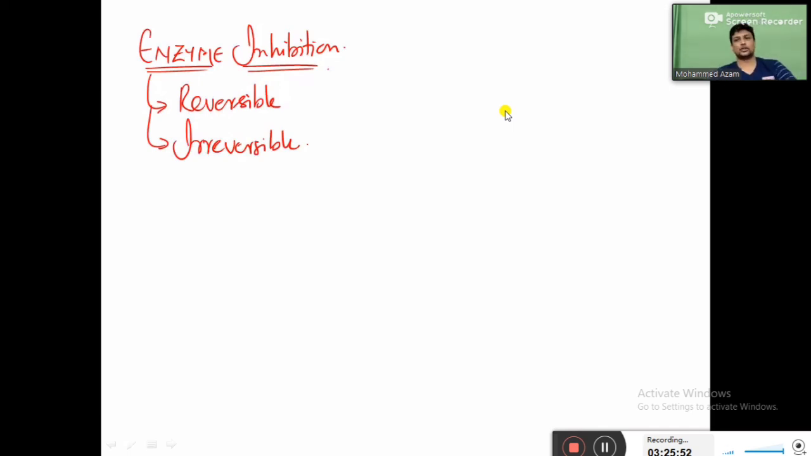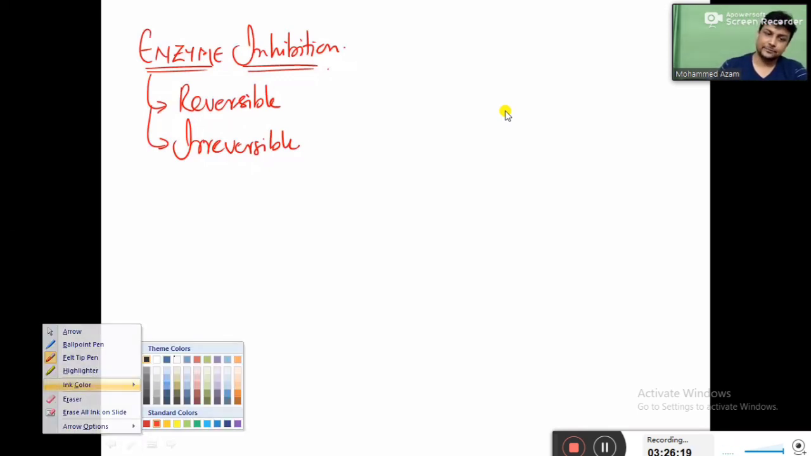Enzyme inhibition is of two types. One will be reversible enzyme inhibition. Another one is irreversible enzyme inhibition, guys. And I want all of you to please stop writing here right now, and observe. Reversible and irreversible enzyme inhibition. No need to even write down. It's there in the name itself.